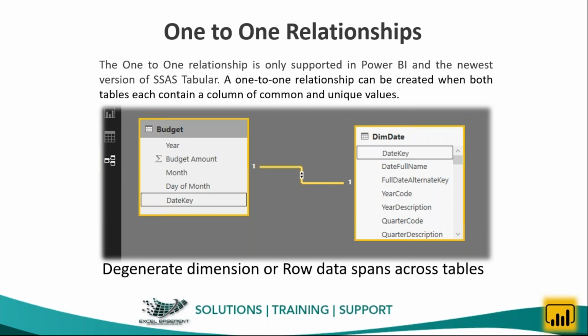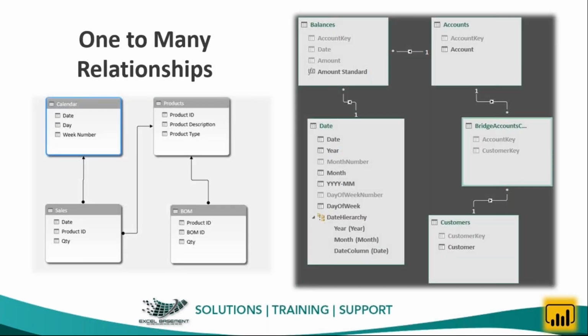But to create a one-to-one relationship, you need to understand what a degenerate dimension is, or how raw data spans across tables. If you don't know about the degenerate dimension concept or raw data spanning across tables, after the webinar I recommend you go to this link and read the detailed article about the one-to-one relationship scenario so that you can understand in detail.